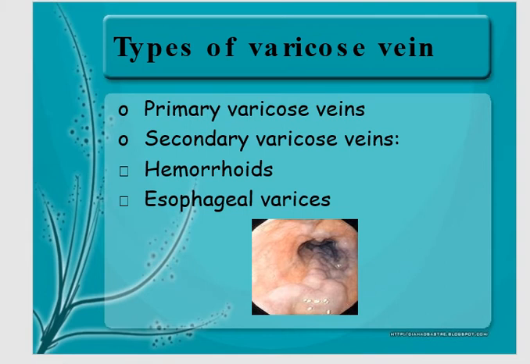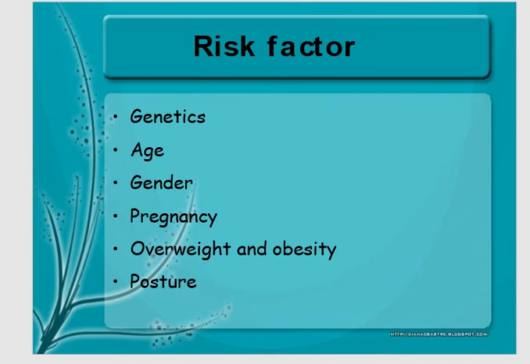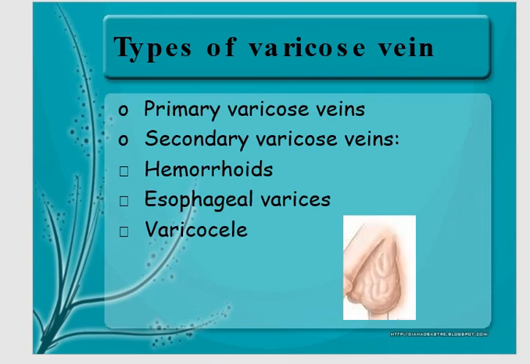The next type of varicose vein is esophageal varices, which are seen in cirrhosis, and they usually present with bleeding. We further continue with the veins. We have a varicocele, which is dilatation of the pampiniform plexus in the scrotum. This is also a good cause of varicose veins.